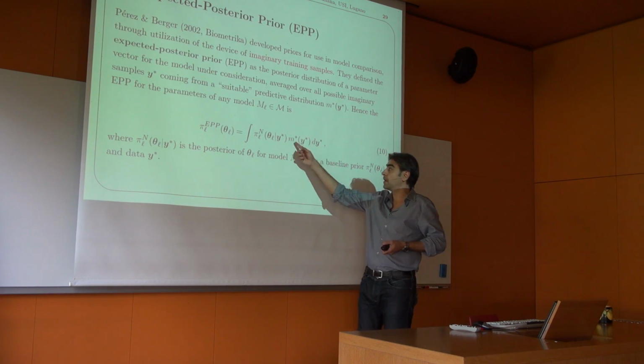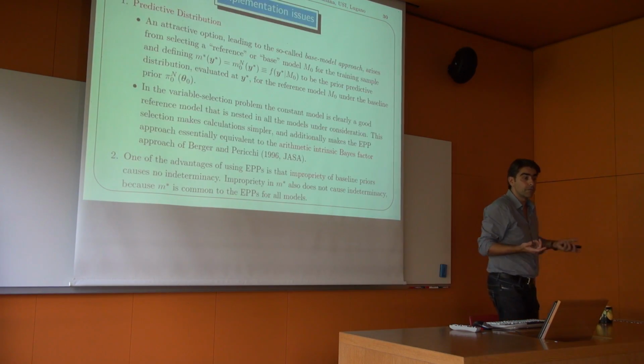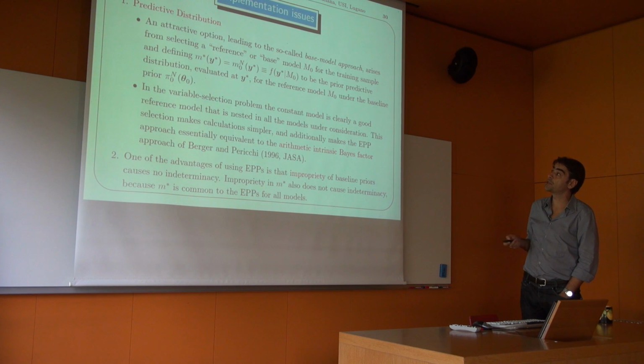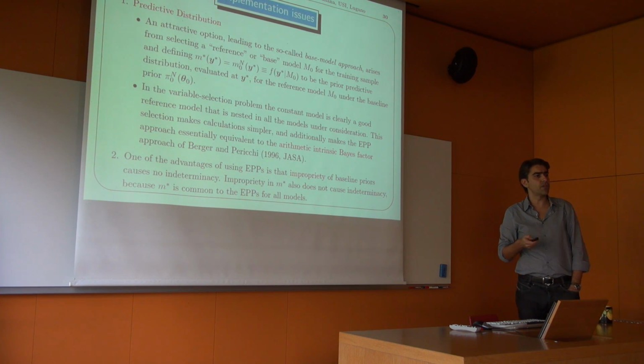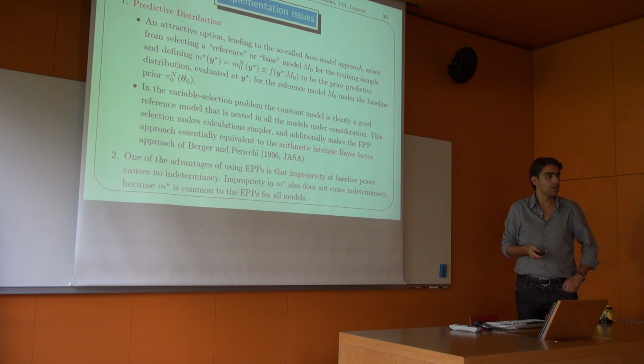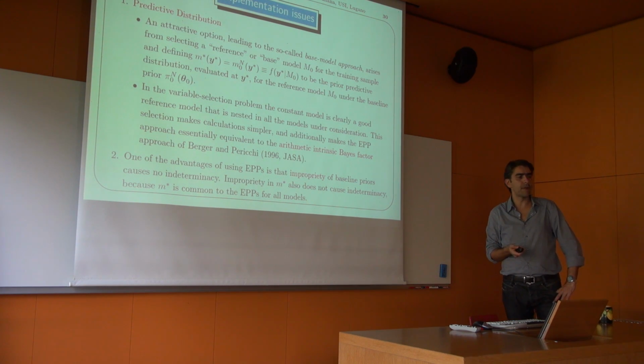So what about this guy here, m star? This predictive distribution. What shall I choose for this predictive distribution? Well, Perez and Berger said that an attractive option, leading to the so-called Bayes model approach, arises from selecting a reference or Bayes model for the training sample and defining this predictive distribution, from where we generate this imaginary data, as the marginal likelihood under the baseline prior of this null model. So use the marginal likelihood of this baseline model.